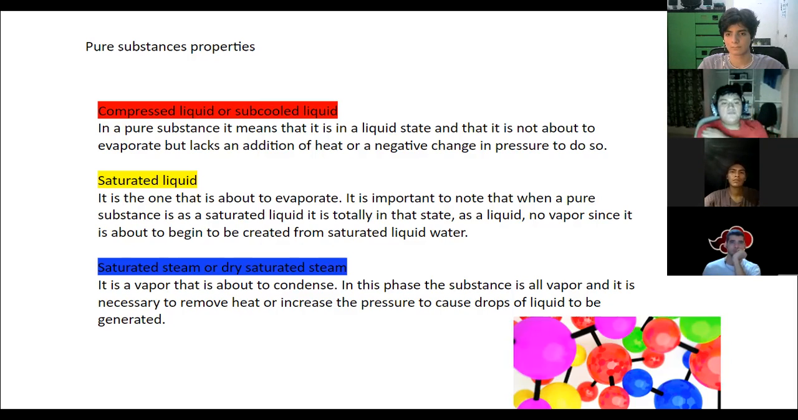And the last property of substances is saturated steam or dry saturated steam. This is a vapor that is about to condense. In this phase, the substance is all vapor, and it is necessary to remove heat or increase the pressure to cause drops of liquid to be generated. And that's all.